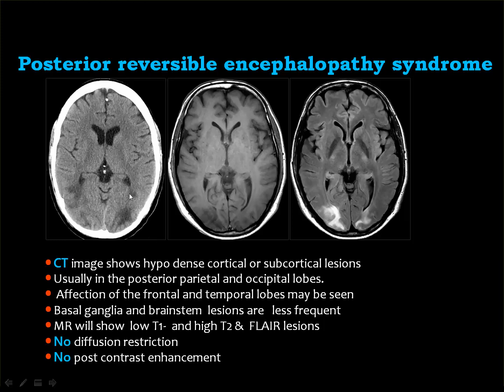In the CT scan, you get hypodense areas, bilateral, symmetric, in the posterior areas of the brain. In MRI, you get low signal in the T1, high signal in the T2, and the FLAIR. If you do not see diffusion restriction, this is edematous changes. If you see it, this is ischemic changes. In both conditions, if you inject a contrast material, these lesions will not enhance.